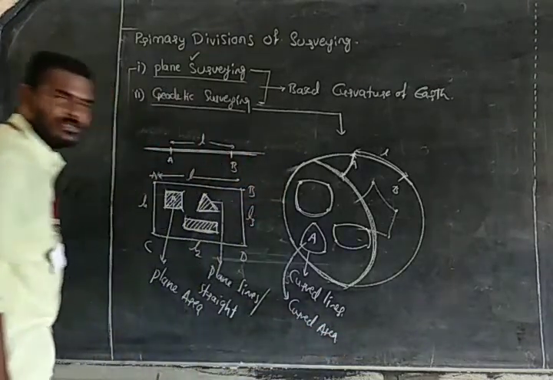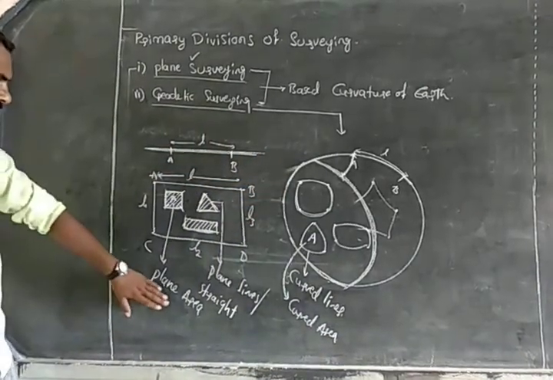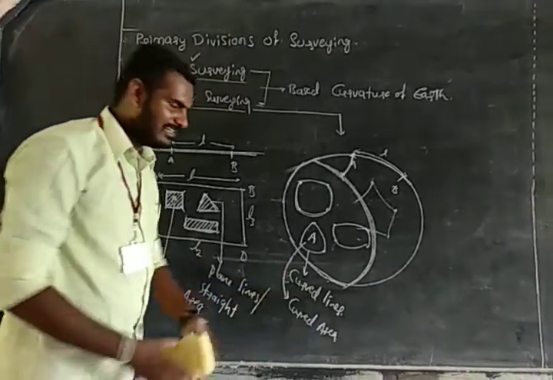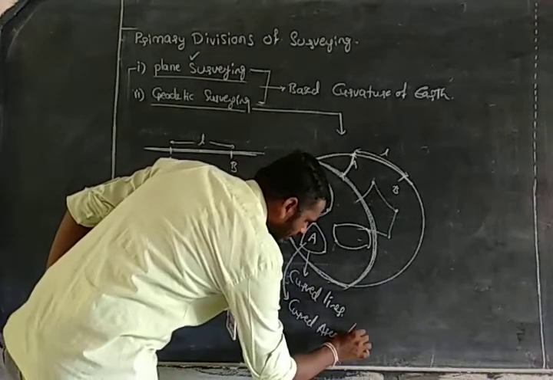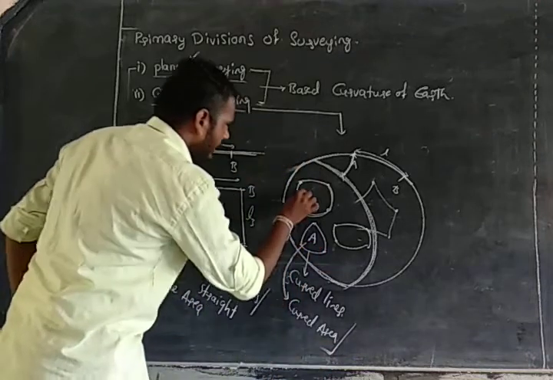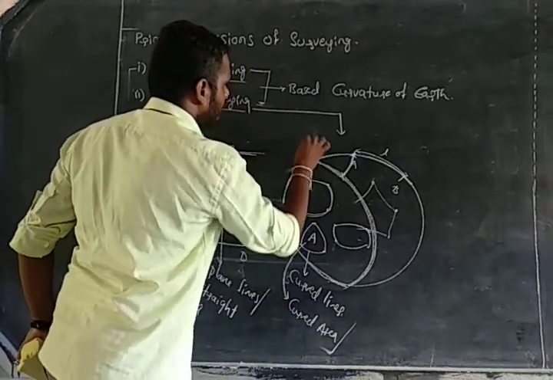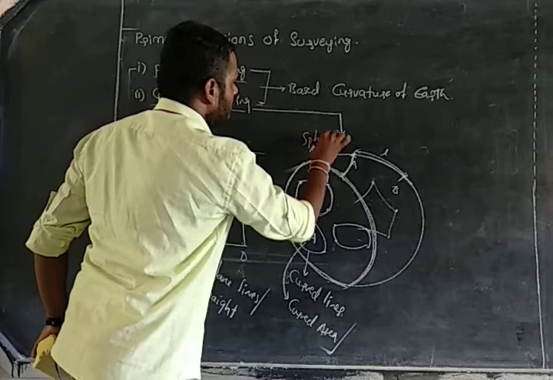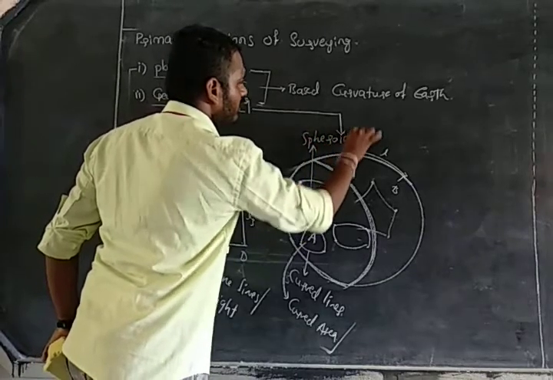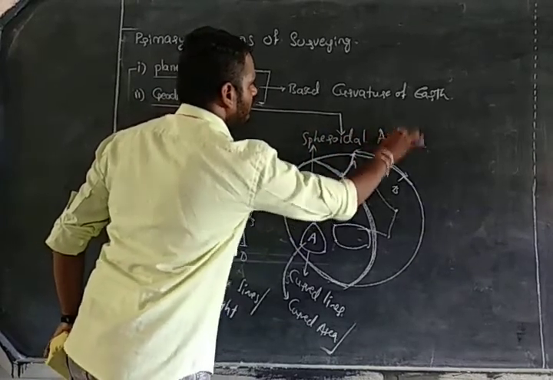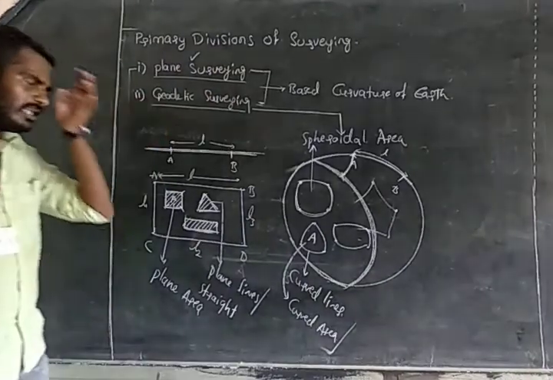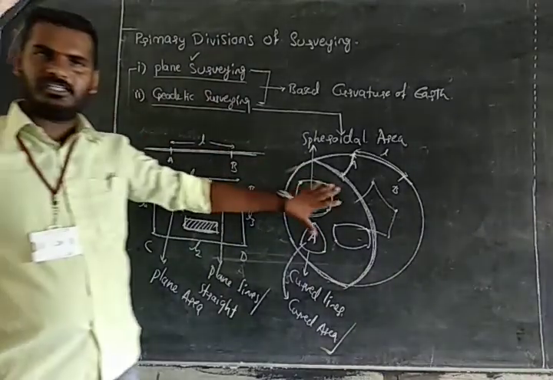Curved area. Okay. So here the area is plane, and here the area is curved, or you can also call this one the spheroidal area. So now we have an idea of what plane survey and geodetic survey are.